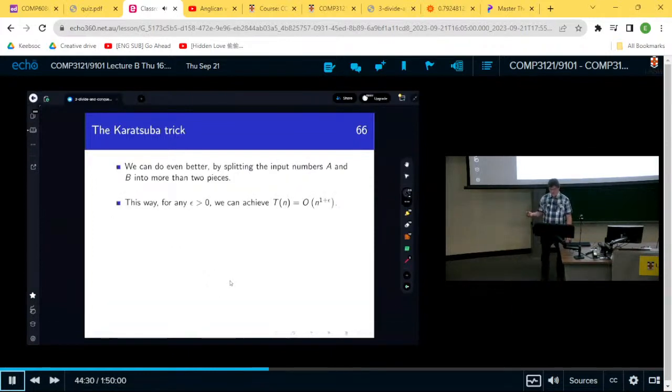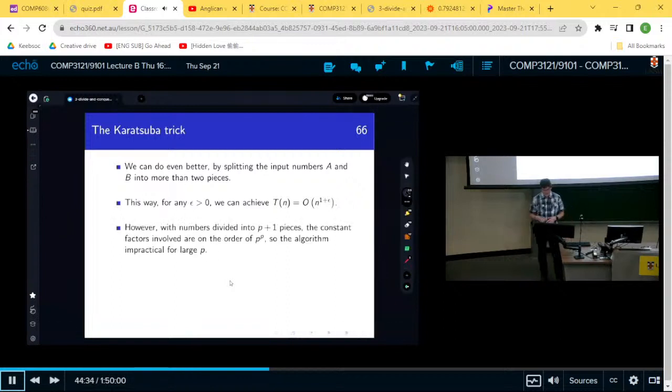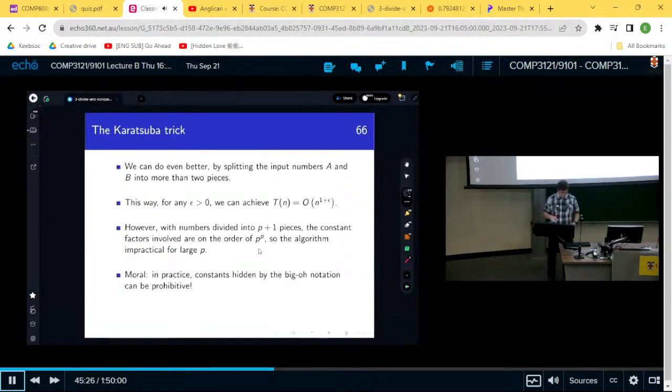Instead of splitting our integers into 2 pieces, we can go further and instead split them into more pieces. This will improve the running time, and you can obtain faster running times like this. You can obtain a running time of basically order n to the power 1 plus epsilon for any positive epsilon. But the constant factors involved in the running time are quite large because they actually depend on the number of pieces in an exponential way. So for a large number of pieces, this is not very practical. And these constants, at some point, start to matter when they become larger and larger.